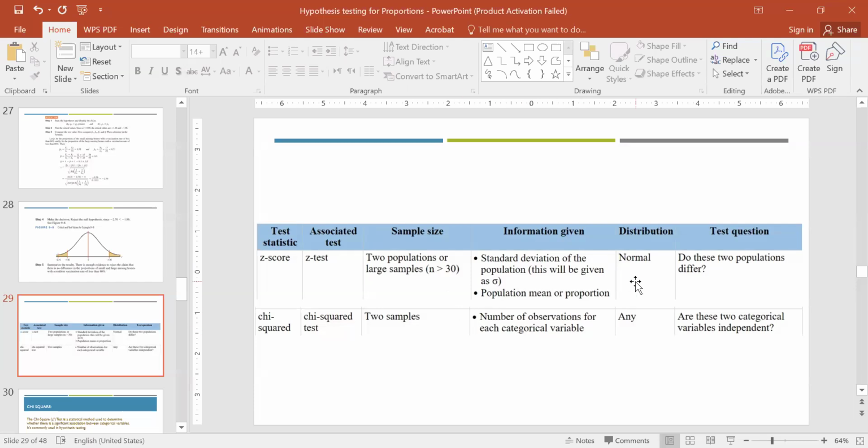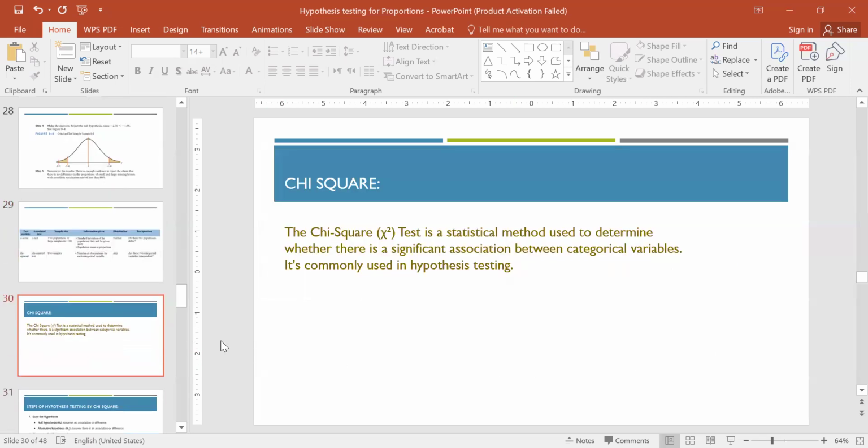A z-test is used when the distribution is normal, and the chi-square test is used on any kind of distribution, either normal or the other one. The z-test asks whether these two populations differ from each other, and the chi-square test determines whether these two categorical variables are independent or not. So this is a brief difference between the two. Now we will move to the chi-square test.